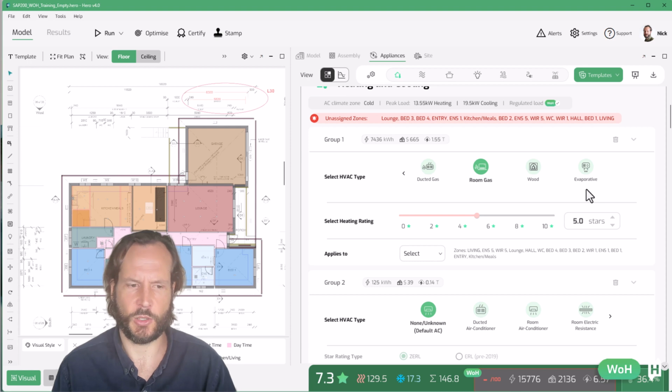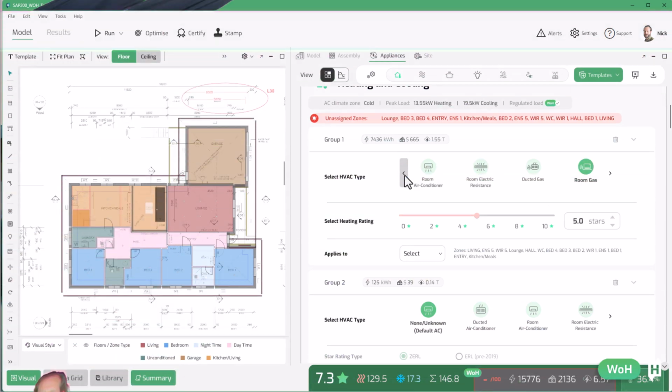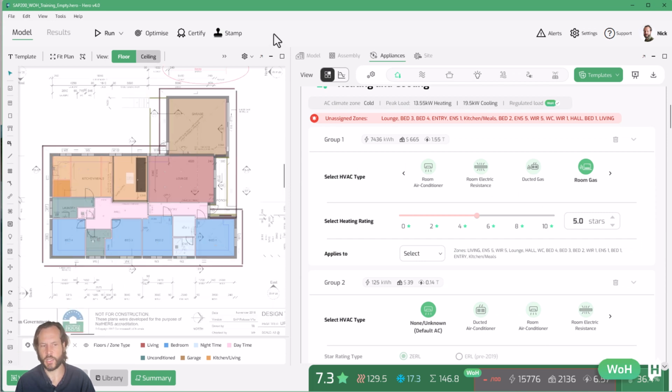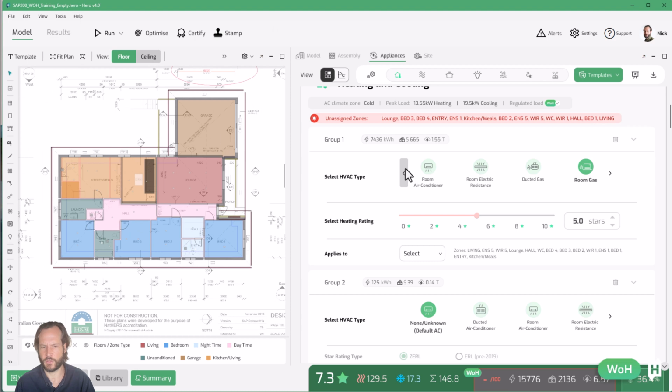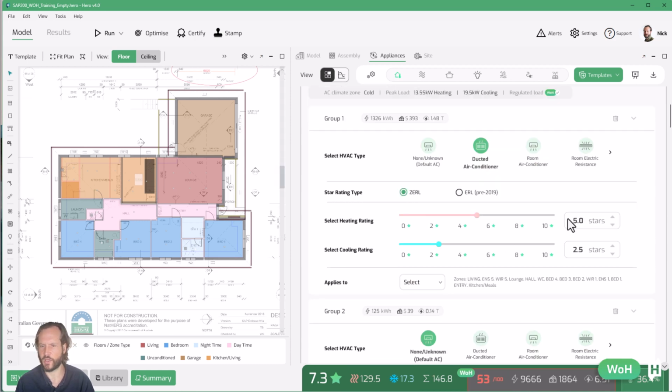All right, let's take a look at our sample project and show an example. So let's assume in this project, we are going to have, for simplicity, a ducted system connected to most of the conditioned bedrooms and living spaces. We would select ducted air conditioner. Let's say it's a new ZERL rated system with a heating star rating of 3 stars and a cooling star rating of 3 stars too.